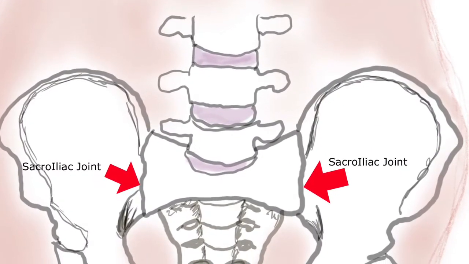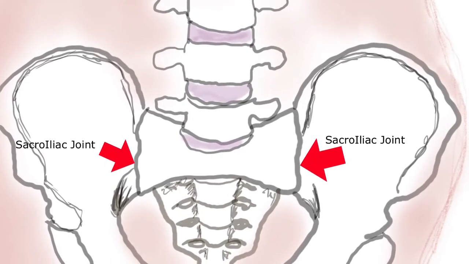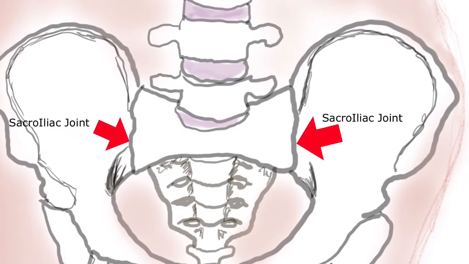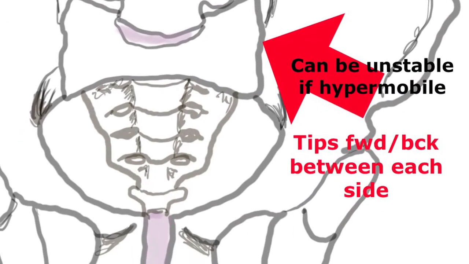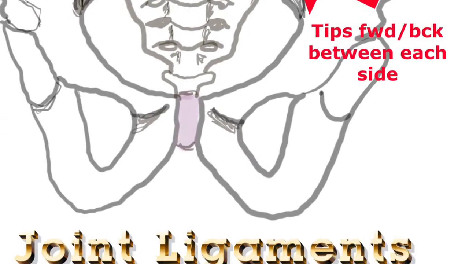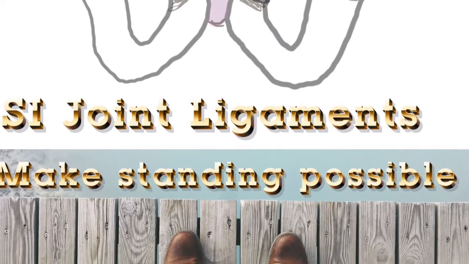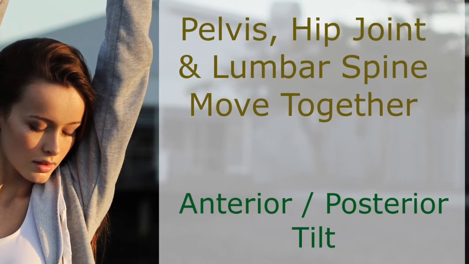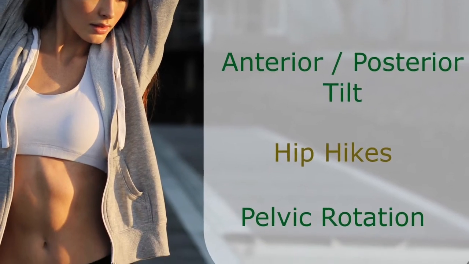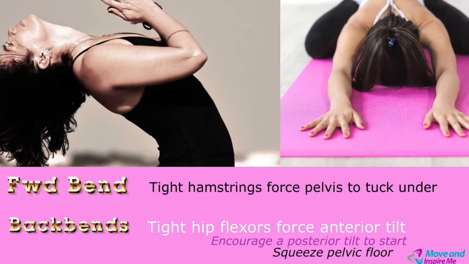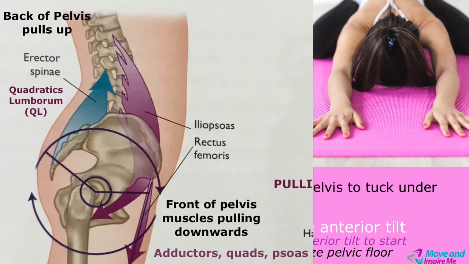There are two sacroiliac or SI joints, and sometimes they can become jammed. It's important for walking that these don't become unstable, as is common with hypermobile people, where often the pelvis ends up tipped too far forward or back, since the pelvis, hip joint and lumbar spine often move together. So it can end up anteriorly or posteriorly tilted, hiked to one side or rotated. The pelvis, if it's stuck in one of those positions, is more vulnerable in either forward or back bends.